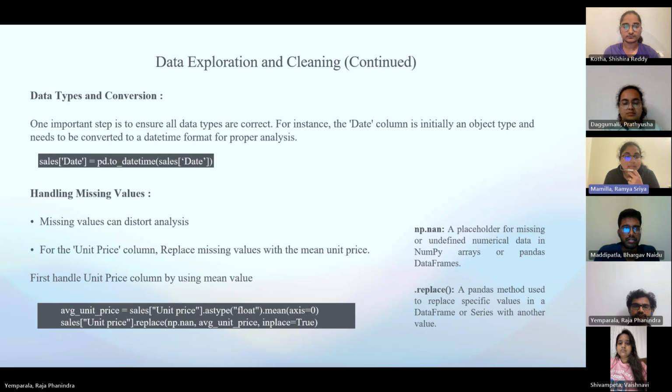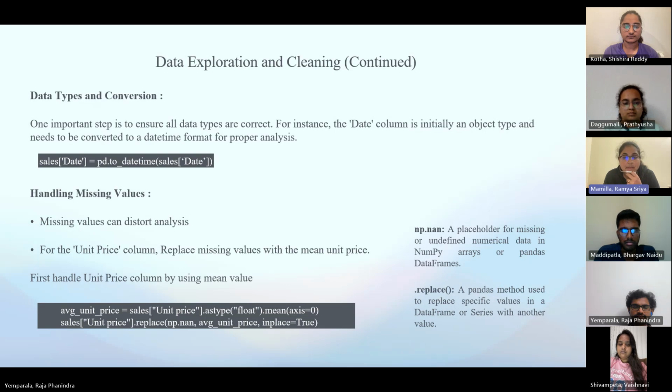Next, coming to handling missing values. Missing values can distort analysis. For example, if we take unit price, here you can see the code: average unit price equals sales unit price dot astype float. Here we are handling the unit price column by using the mean value. And next line, sales unit price replace.